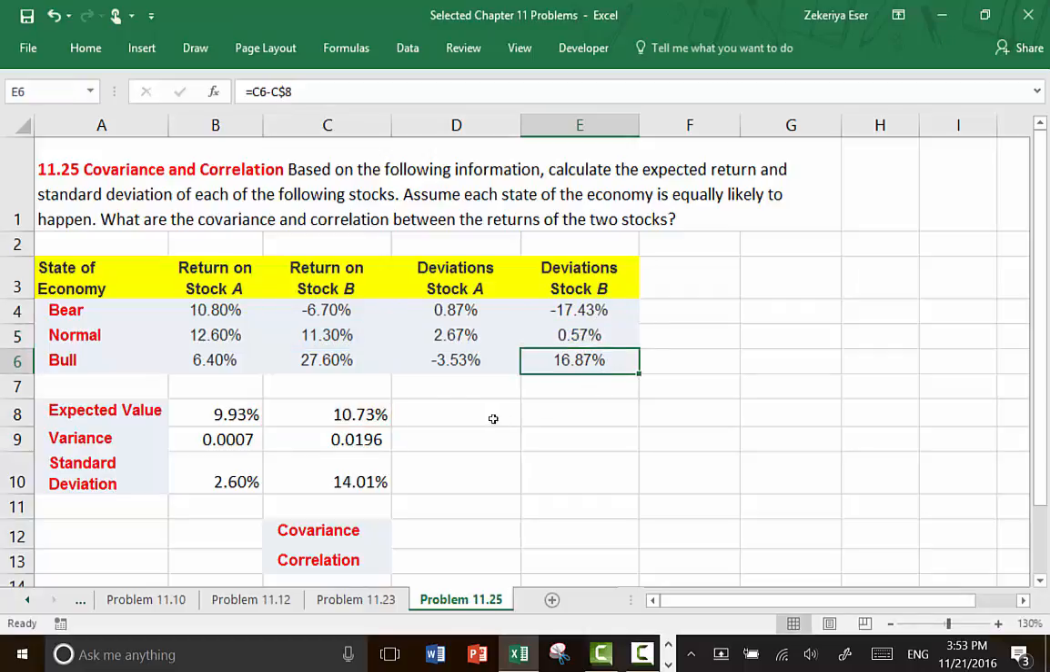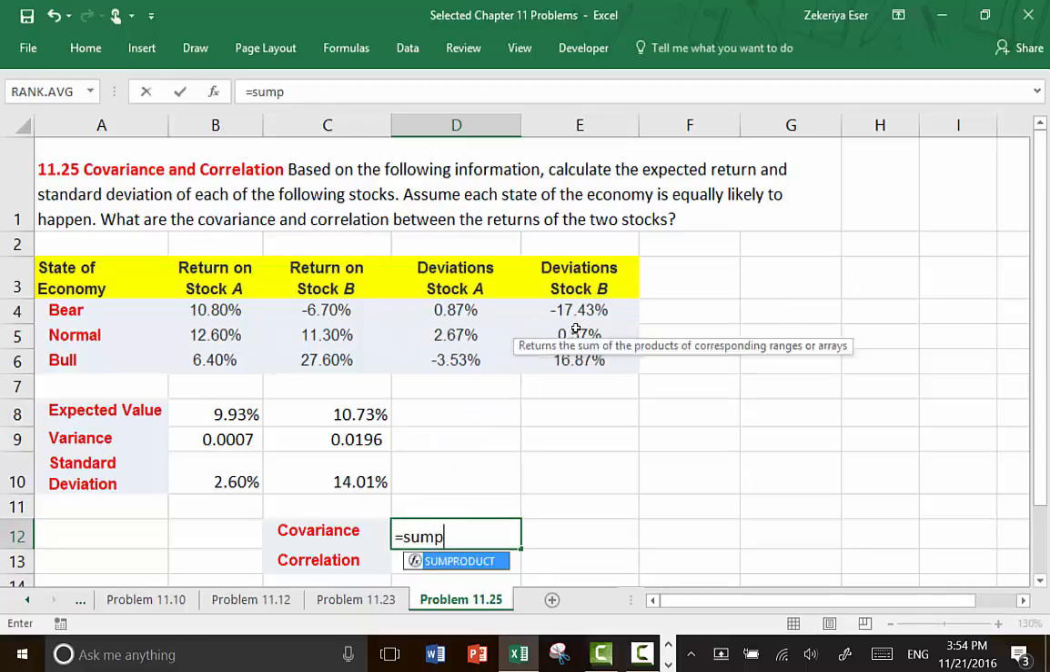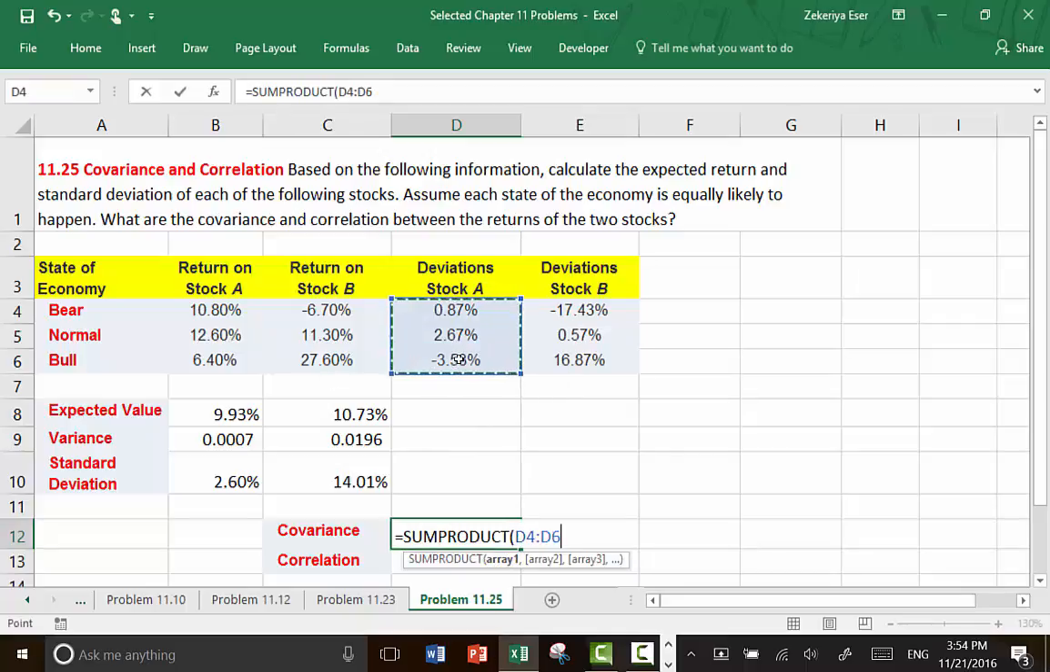Okay. Now, the part that is presumably harder, the covariance and the correlation. First of all, covariance is probability weighted product of deviations from the expected return for stock A and stock B. So if I do some product, deviations of stock A, deviations of stock B, but they're equally likely, so I'm just going to divide them by 3. That is the covariance.